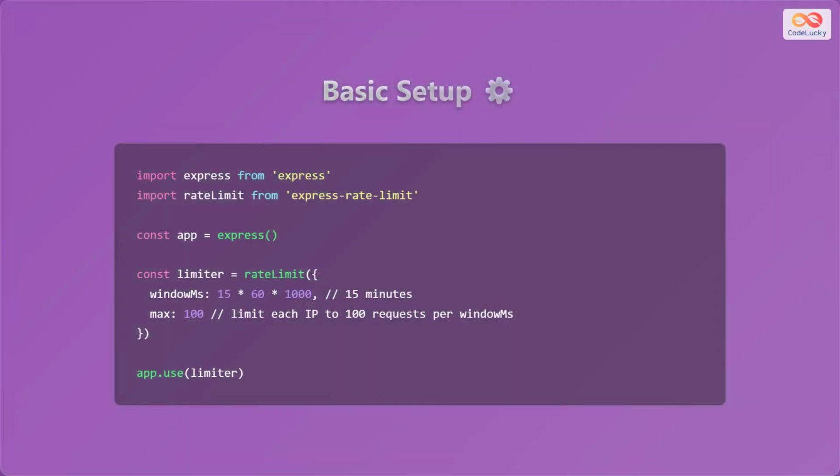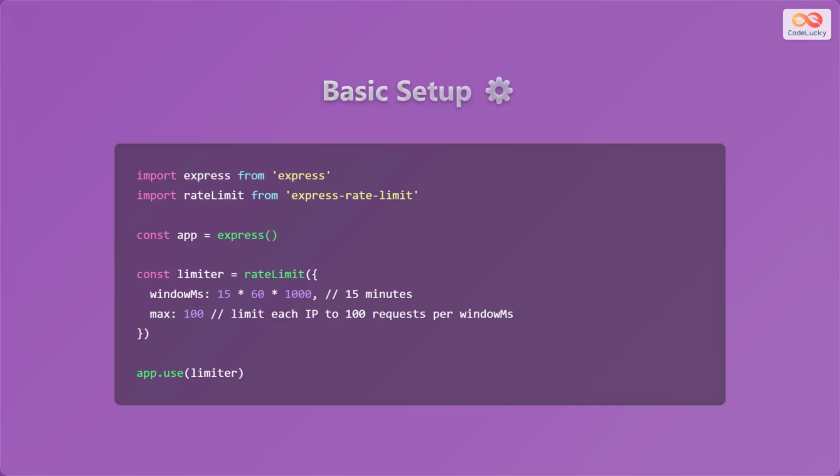Here's how to set up basic rate limiting in your Express application. First, import Express and the rate limit middleware. Create an Express application instance. Then, create a rate limiter instance using the rateLimit function.